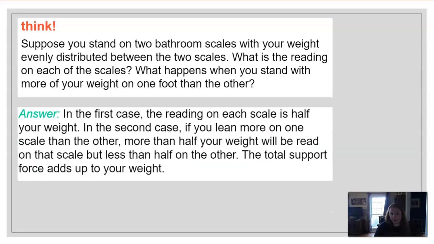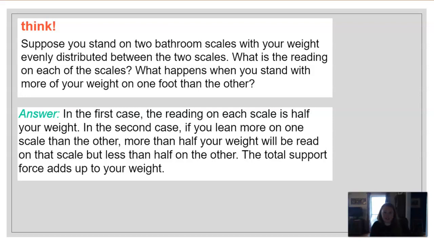Okay, I hope you wrote an answer, but in the first case, the reading on each scale is going to be half of your weight. And you can even do this if there's 2 scales in your home. Generally, there's not 2 scales in a home. But if you put 1 foot on one scale and 1 foot on the other, and you're standing as straight as possible, half your weight will be on each scale because your weight divides up. There's 2 support forces and only 1 pull of gravity on you.